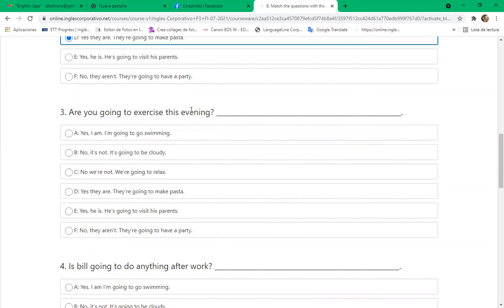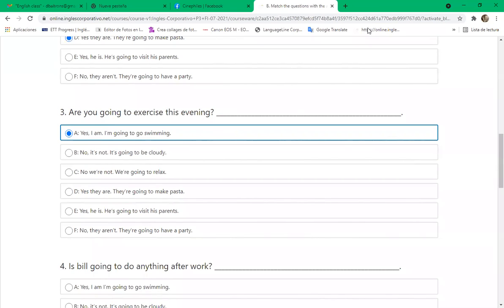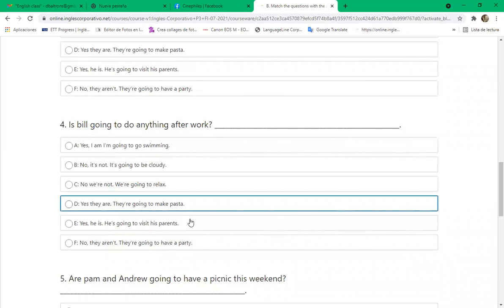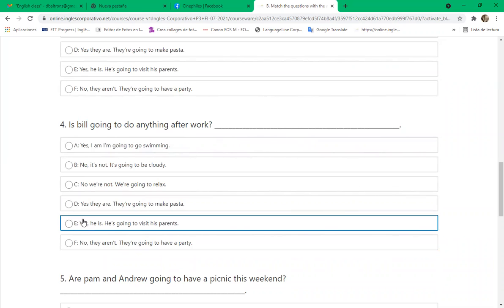Number three, are you going to exercise this evening? Yes, I am. I'm going to go swimming. Swimming. Very good. Number four, is Bill going to do anything after work? Yes, he is. He's going to visit his parents.